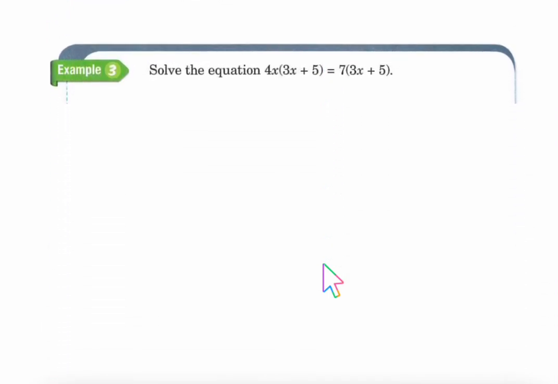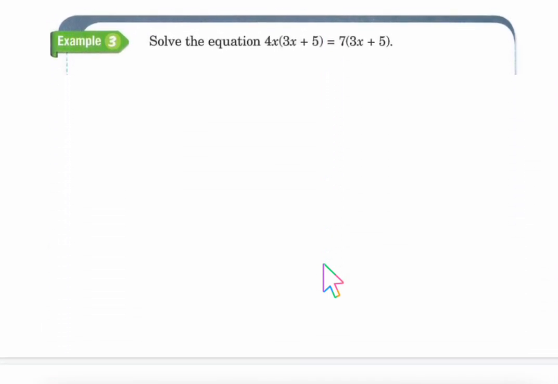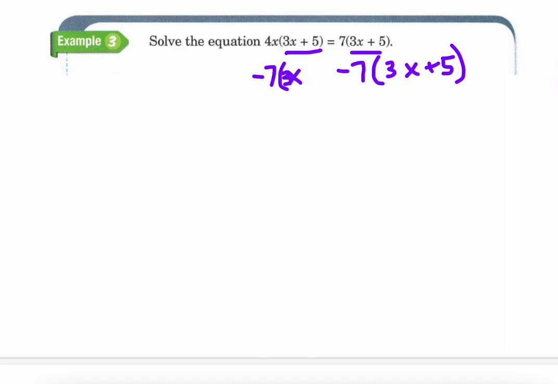Okay, example 3 now. Solve this equation. Go ahead and pause the video and try it on your own first. Okay, so we have this equation. I see that it has 3x plus 5 in both of them, and I am not into making any more mistakes today. So I'm just going to move them both over to one side. I'm not going to distribute. I don't want to create extra work for myself. I'm not into that after that last problem.